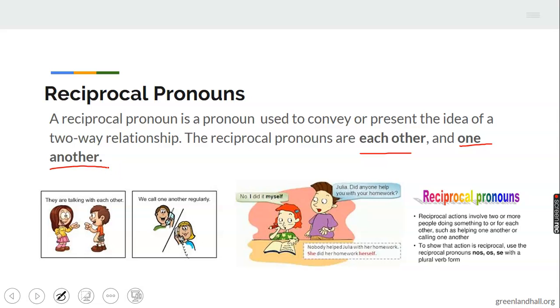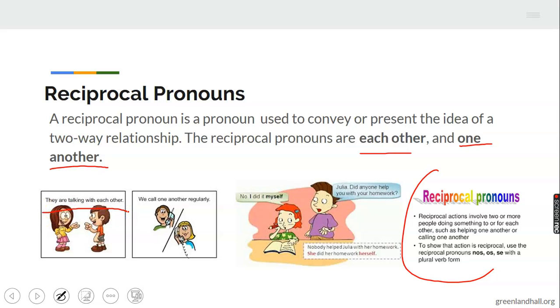These are reciprocal pronouns. All right, so before we look at examples, let's consider here, it's very important. Reciprocal actions involve two or more people doing something to each other or for each other. It could be helping or doing something for each other, okay? See the example here. This chart is very illustrative for us.